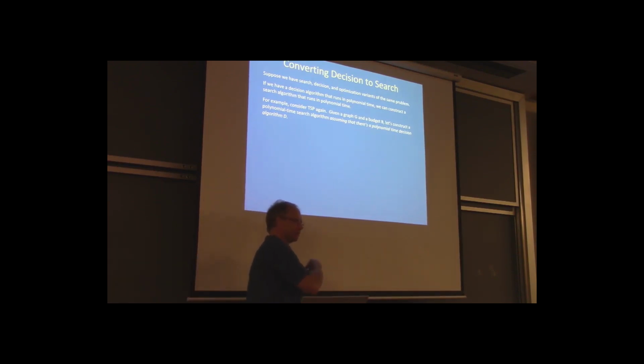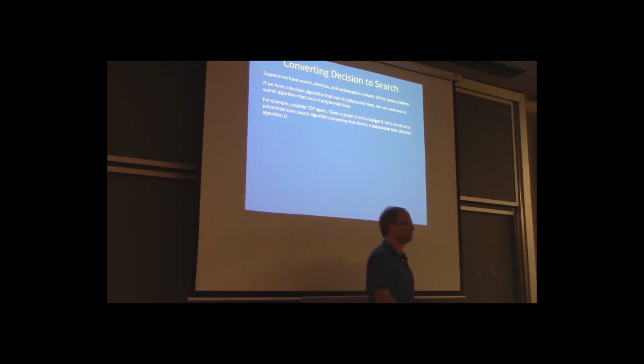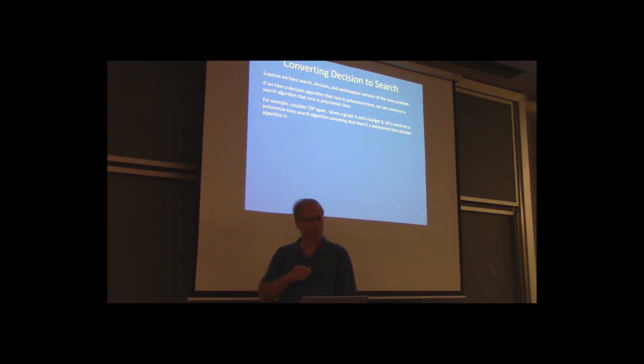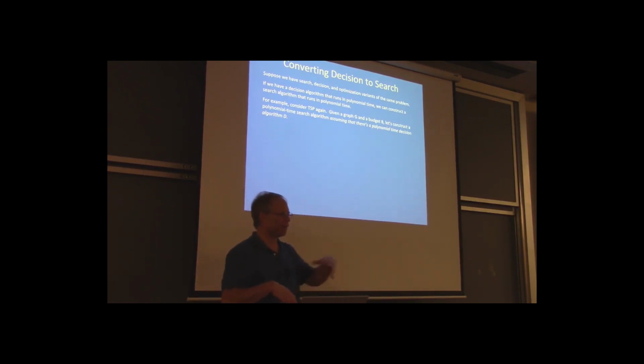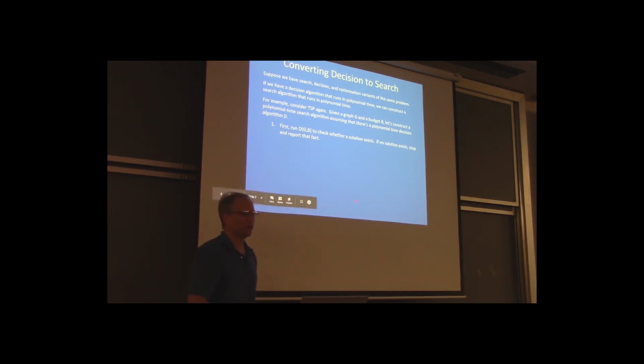You were going to say something? Removing edges? Okay, that's it. We're going to do surgery on the graph. We're going to modify the graph that we give to the decision algorithm. So let me show you what we're going to do. First, we're going to run the decision algorithm and check to see if there's a solution. If there is no solution, we just stop. There's no point in trying to find a solution if it doesn't exist.